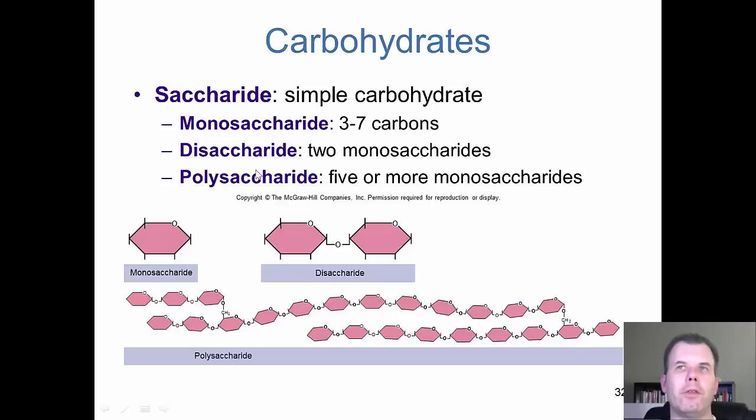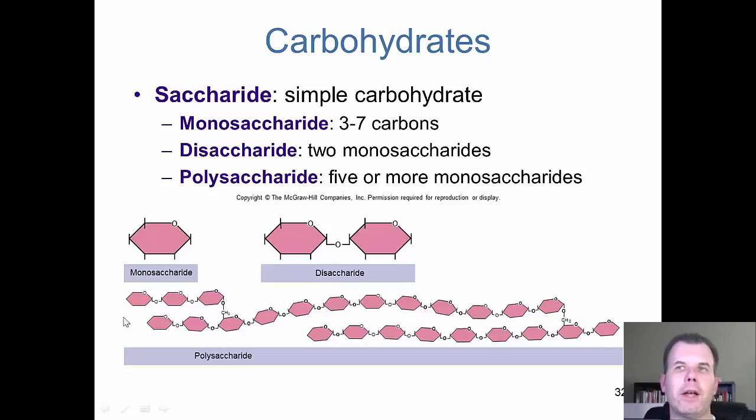Okay, the disaccharide is putting two monomers together. So examples of monosaccharides would be glucose, galactose, or fructose. A disaccharide would be sucrose, that's glucose and fructose together, that's your table sugar. Or you can say lactose, which is basically galactose and glucose put together. Or you have maltose, which is two glucose molecules put together. And so you can look at a lot of different things that way.